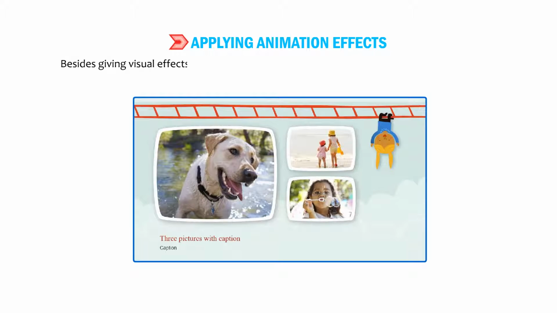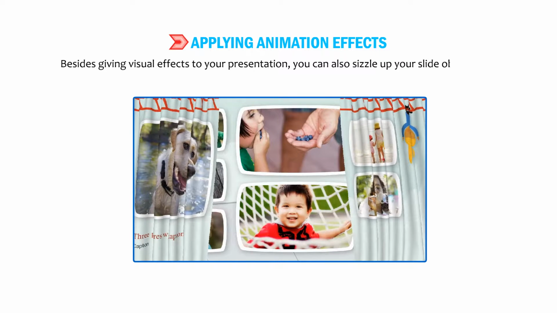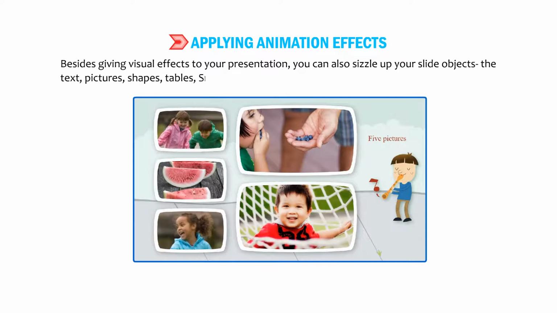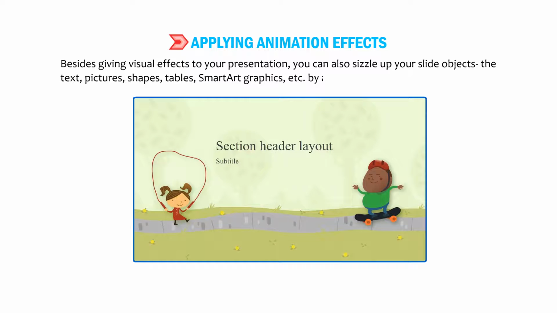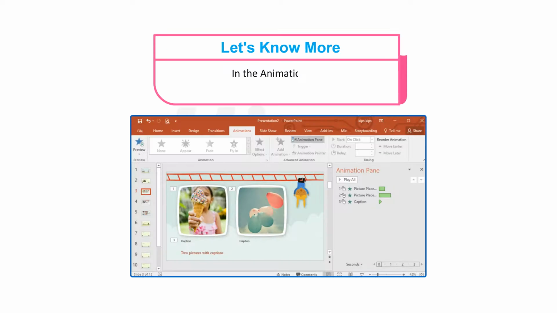Besides giving visual effects to your presentation, you can also sizzle up your slide objects, the text, pictures, shapes, tables, smart art graphics, etc. by applying sound effects. Students, in the animation pane, a number 0, 1, 2 indicates the animation order. Star symbol indicates the type of effect used for text and objects in a slide.